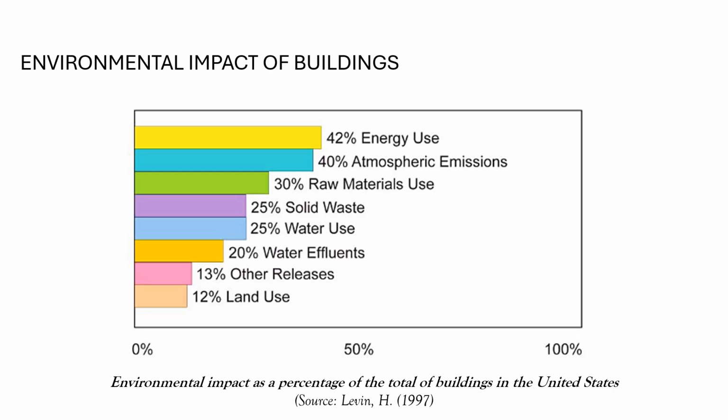From this, we can conclude that buildings contribute a large portion of the environmental impact on the planet, with 42% of the energy use, followed by 40% of atmospheric emissions, 30% of raw material use, and 25% of solid waste. Let's have a close look at it. You can pause the video and have a look.